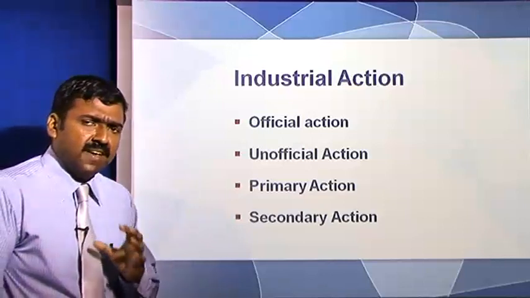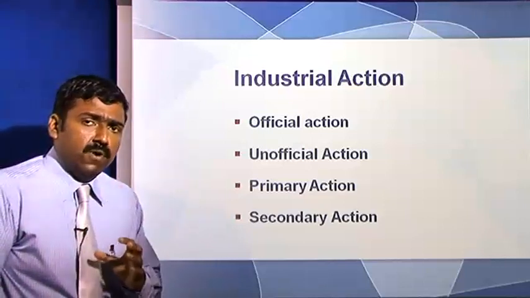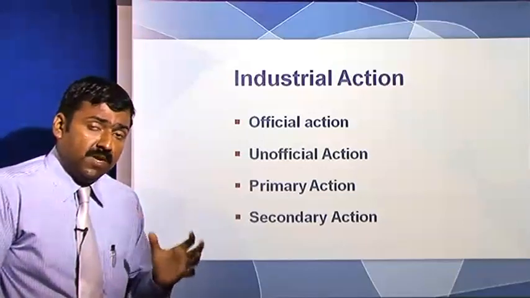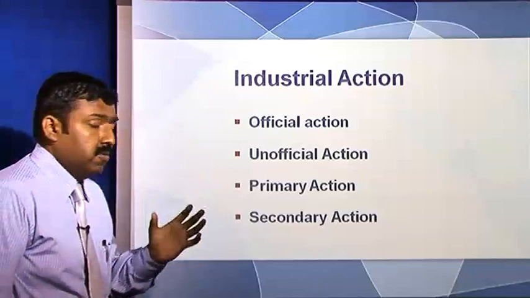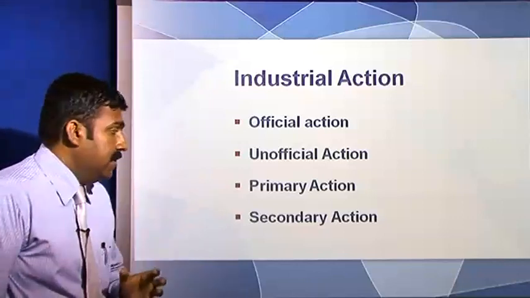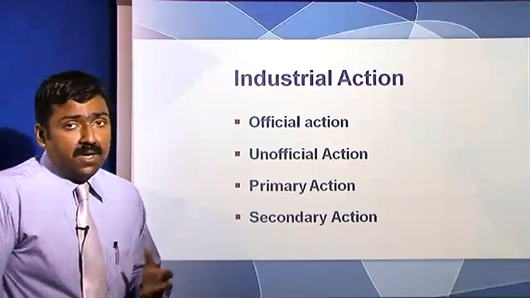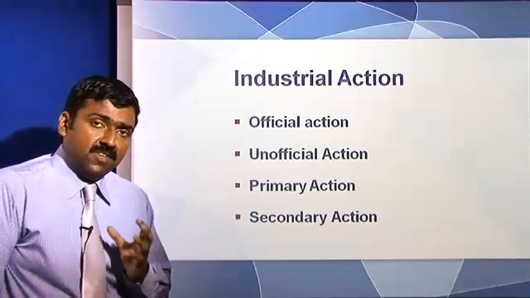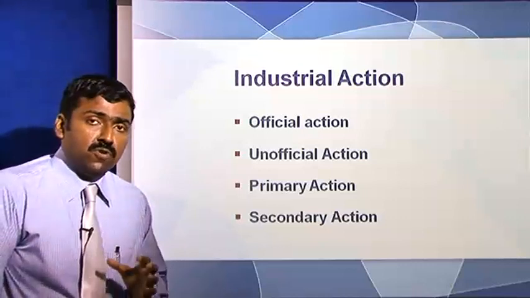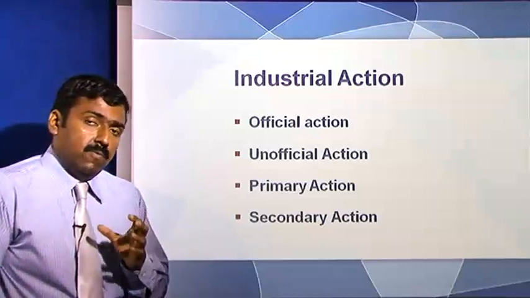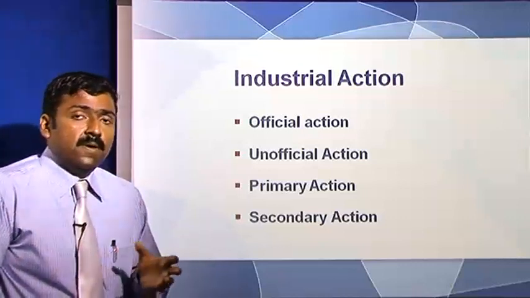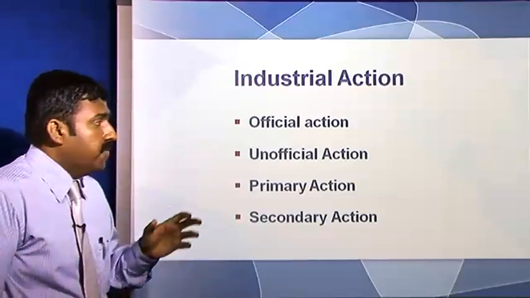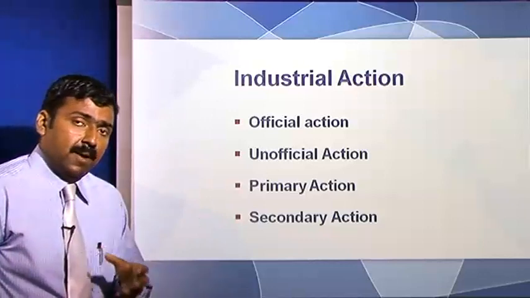Primary action is against the party directly involved, say the employees strike work against the management, the employer who is involved in the issue directly. Secondary action is when a supplier or any third party is involved and the action is taken so as to bring about a solution to the problem, wherein the party behind the cause of the problem is external to the management and the workforce. But these are the four different types of industrial actions which can happen.